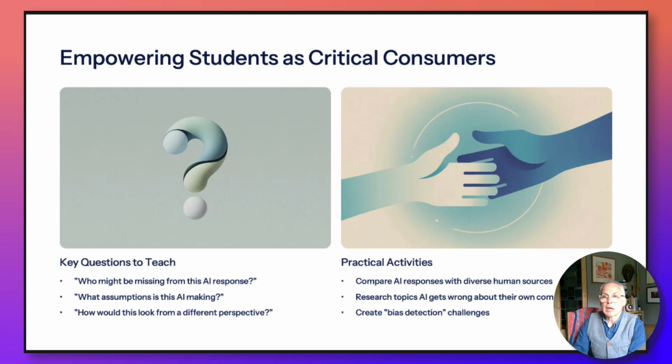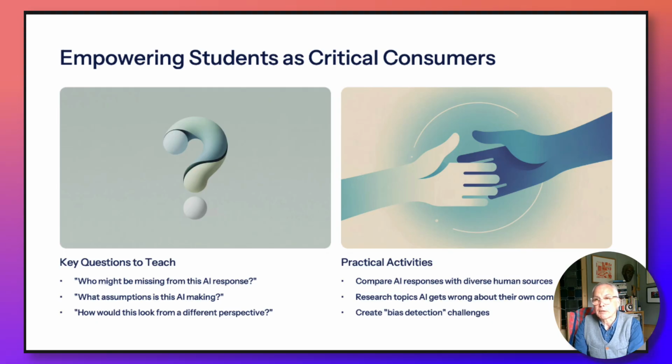Our students are growing up with AI, so teaching them to be critical consumers is essential. Give them specific questions to ask when evaluating AI content. Who's missing is particularly powerful. It helps students notice when AI responses lack diversity. Teach them to spot assumptions the AI might be making about culture, family structures, or economic situations.